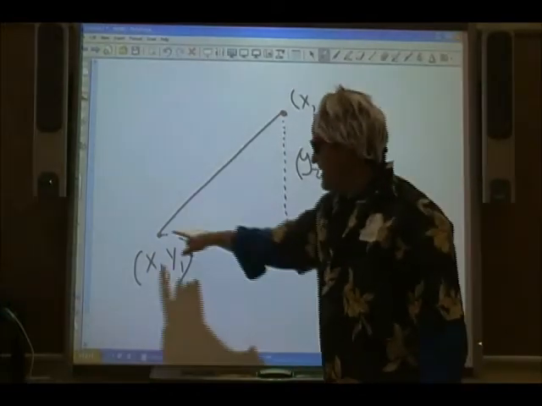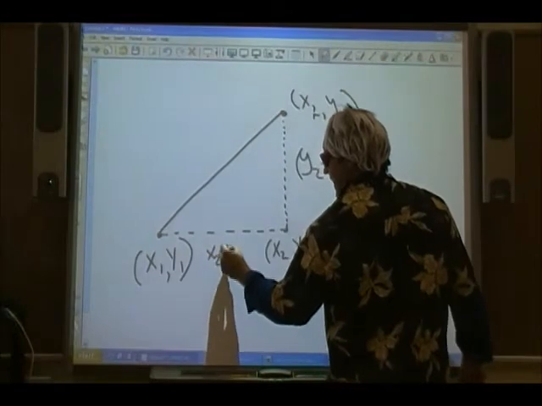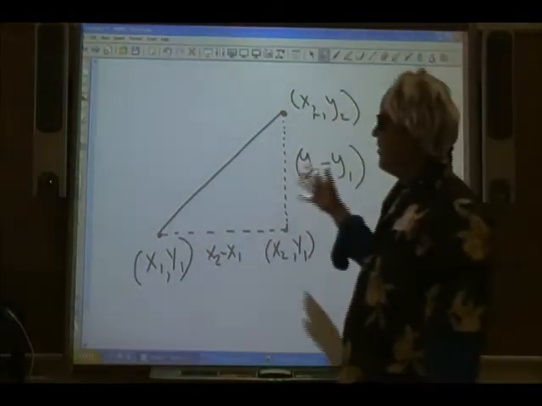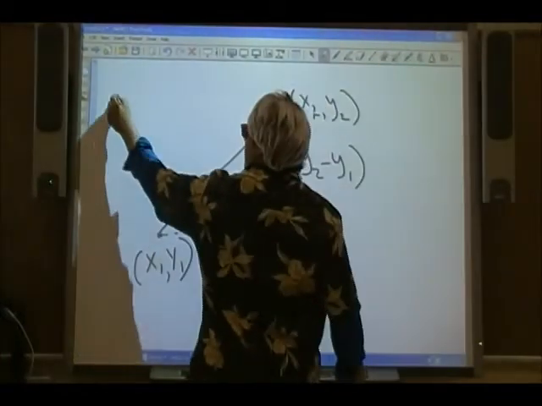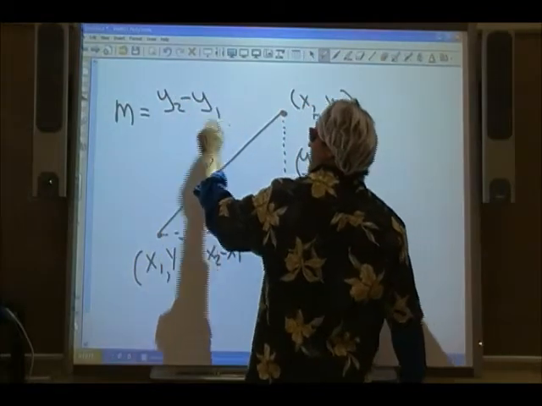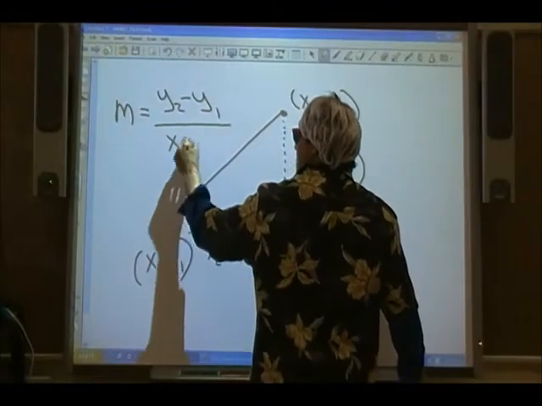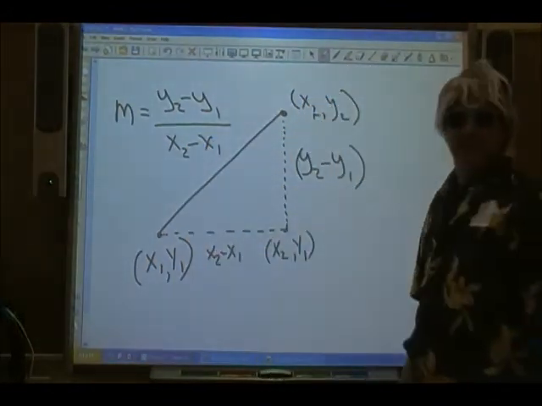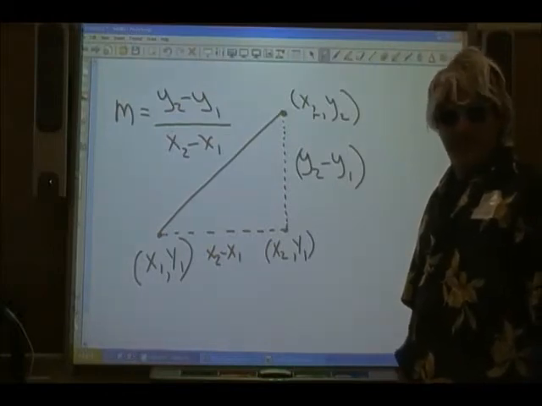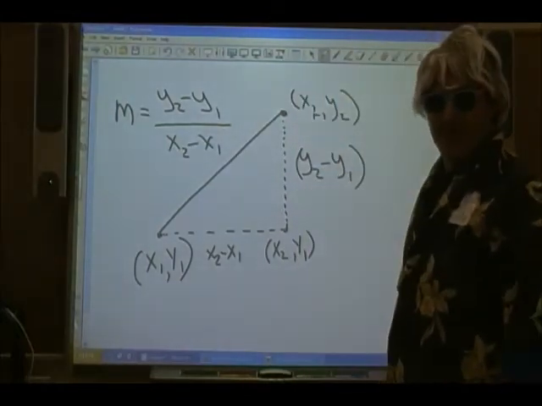And then the distance on the x side is x2 minus x1. That's this distance. And then according to our slope formula, you write m equals, and then you write y2 minus y1, which is the distance in y, over x2 minus x1, which is the distance in x. That is the formula for slope. And you have to practice it using problems.